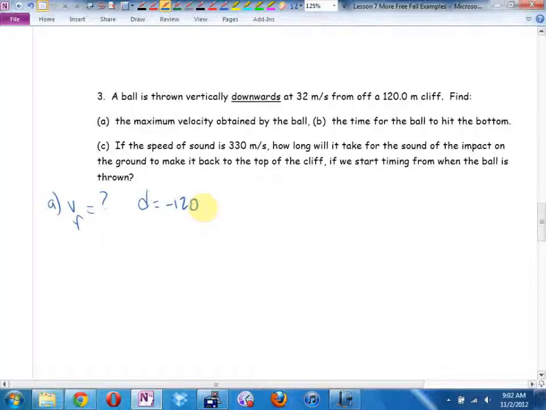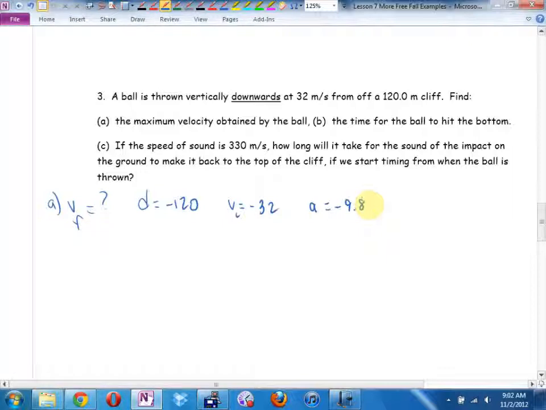What else? Do I know my initial velocity? I do. It's not 32. What is it? It's not 0. Why negative 32? Oh, see the word underlined? Oh, okay. So this is good vector practice here. Negative 32. Oh, and I do know A is negative 9.8. This is a tricky question.